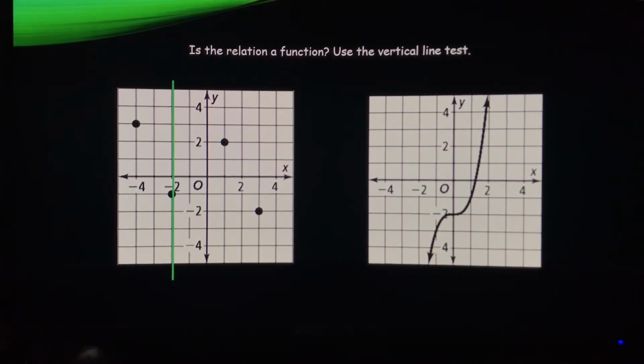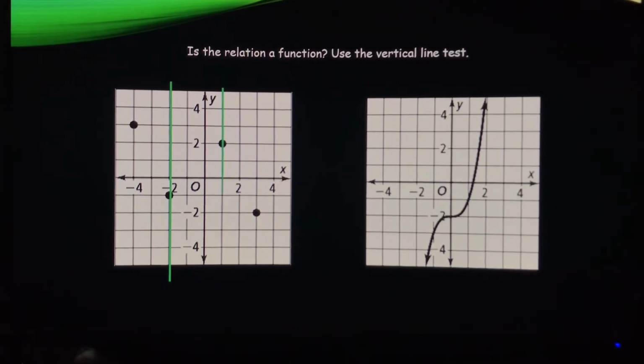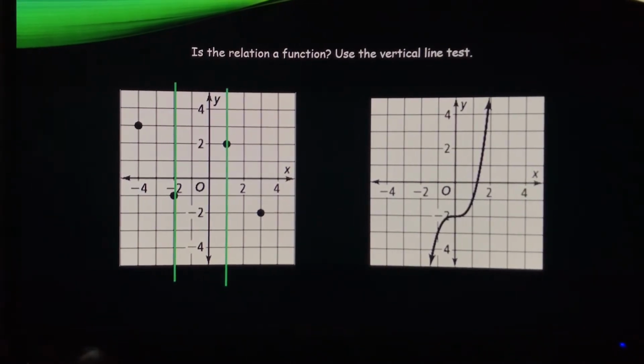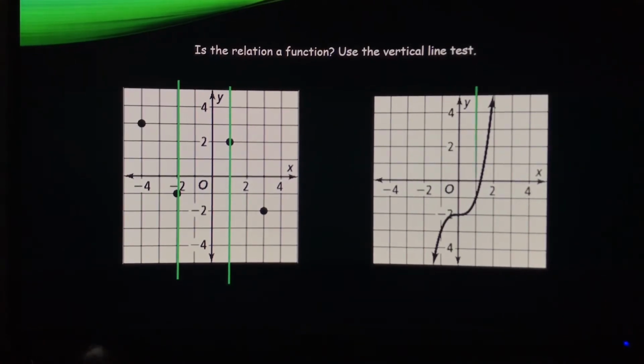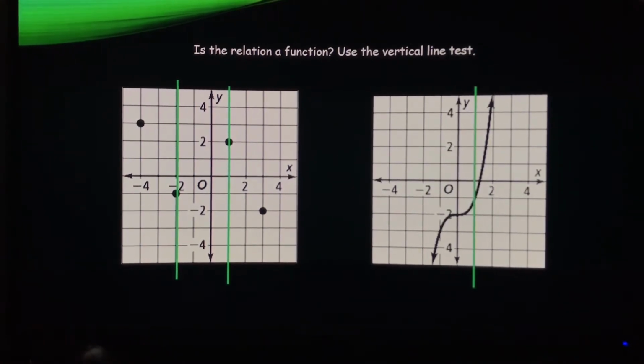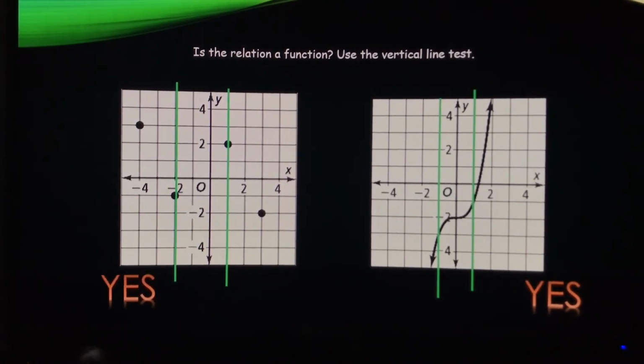On this first one, if I draw the vertical line there, it's only touching at one point. If I draw it here, it's still only touching at one point. So on my second graph, touching at one point. It doesn't matter where I draw it. Therefore, both of these are in fact functions.